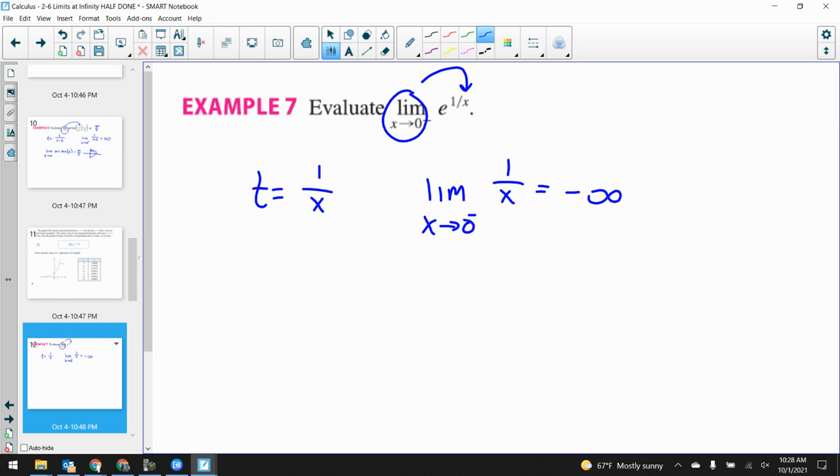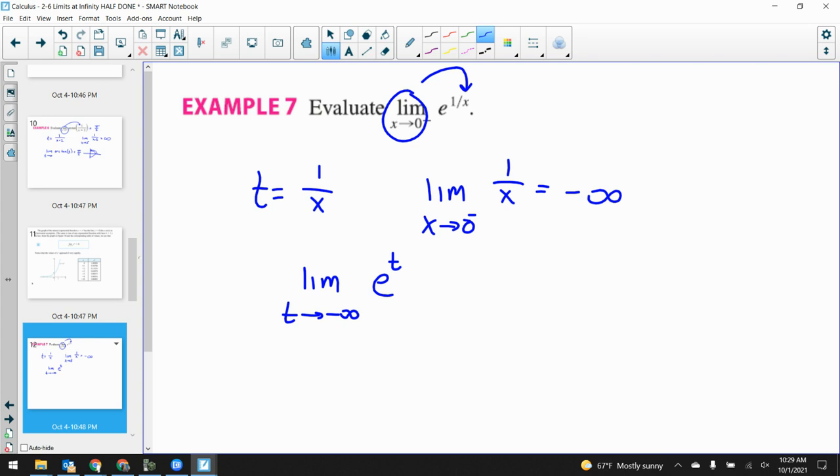So now what I can do is I can say, well, this is then equivalent to the limit as t goes to negative infinity of e to the t. Okay, again, I'm deconstructing it. I'm taking the 1 over x, applying the limit just to that, to see what happens, so that I can apply the limit as t goes to that of the substituted in one. t is 1 over x, so e to the t.